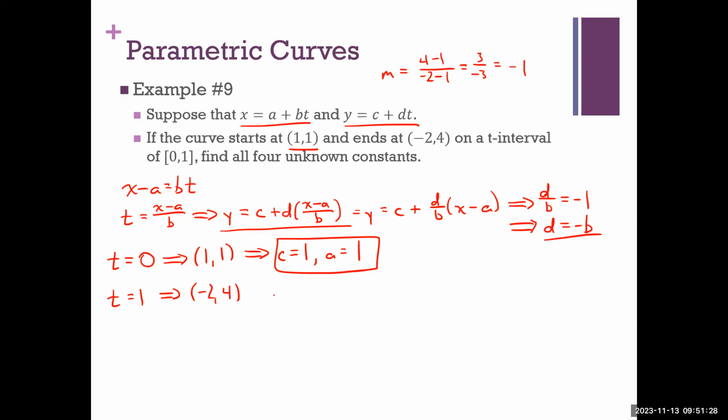So if that's the point (-2, 4), let's just pick one of the variables. x is equal to a plus bt, right? Or a plus b, and that's equal to -2. But I know what a is, right? So 1 plus b equals -2. So what's b? -3. Which means d is what? 3.